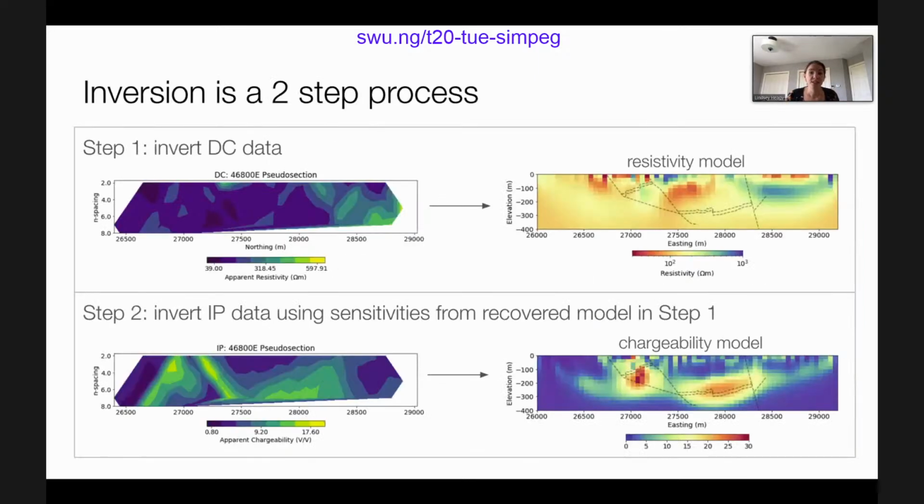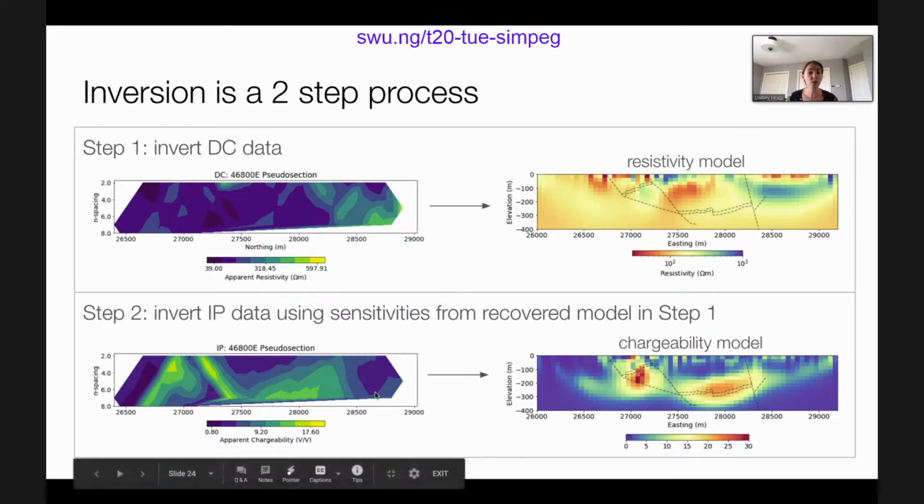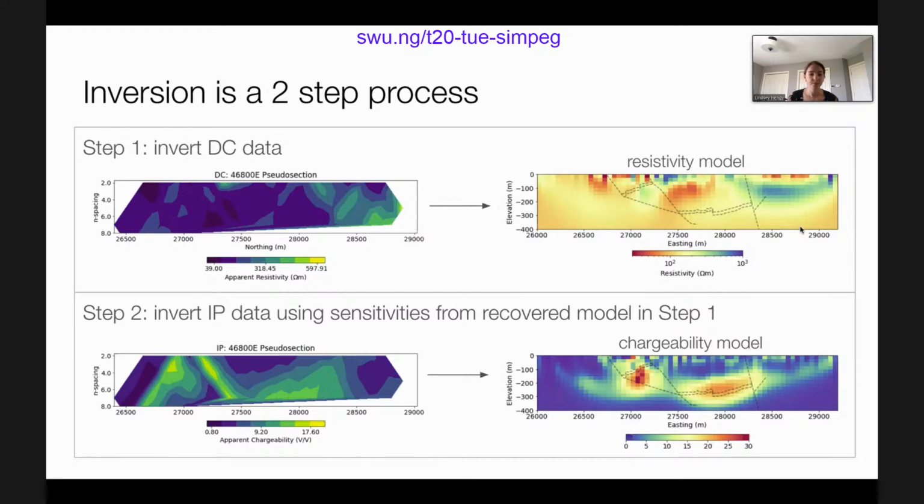So as I mentioned, if we're going to work with IP data, it's a two-step process. Step one, we invert the DC data to get out a resistivity model. That model and those sensitivities are then used to do step two, which is the inversion of the IP data. So we use those sensitivities to perform this inversion and get a chargeability model. So this is what we're going to be doing in the first notebook.